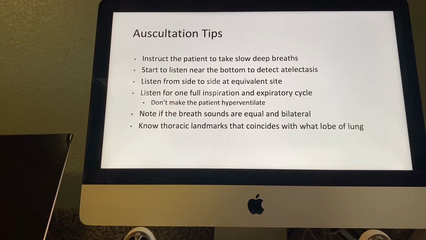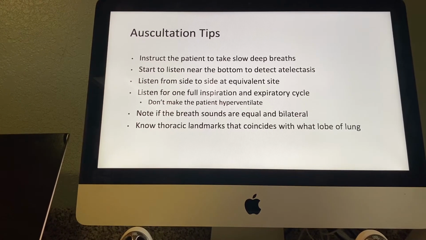Listen from side to side at the equivalent site. So the big thing that I teach and I want you to think about is, are the breath sounds equal and bilateral? Note if the breath sounds are equal and bilateral. If you listen from side to side at the equivalent sites, you'll have a much better chance of knowing if they are indeed equal and bilateral. So listen from side to side at the equivalent site.